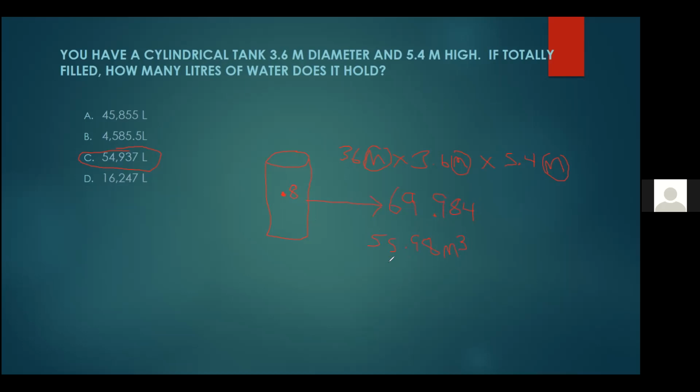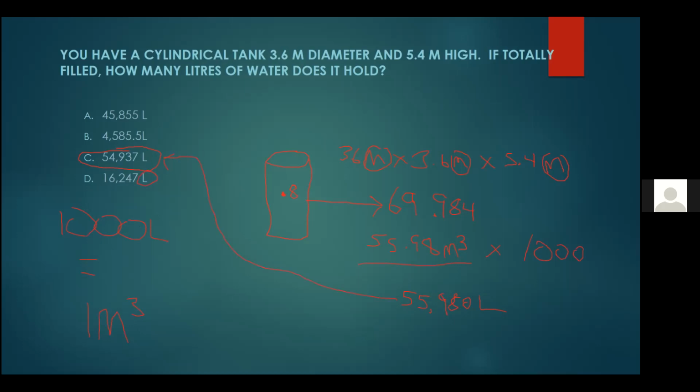I also know that I want liters. So I know that 1,000 liters is equal to 1 cubic meter. Therefore, if I take this answer and times it by 1,000, I'm going to get an answer of 55,000, I think it's something close to that, liters. Now that's pretty darn close to this answer.